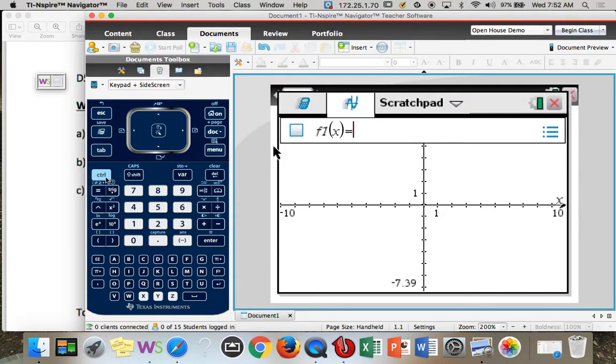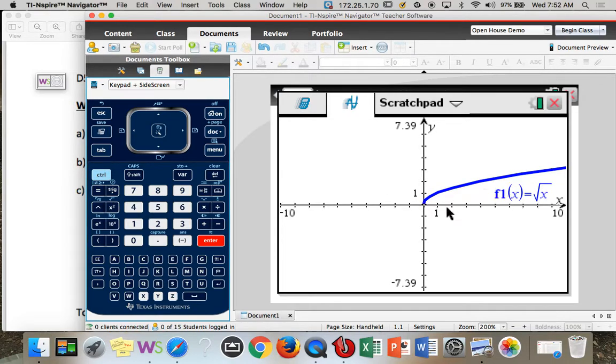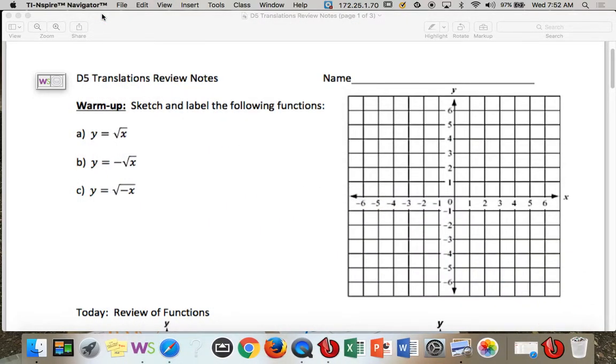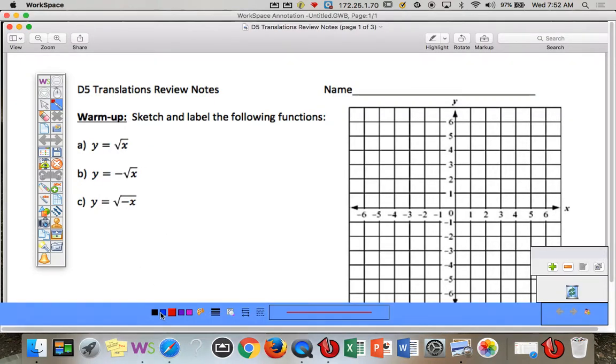Alright, so I'm going to type in the square root of x, and we can see what the function looks like right here. So if we sketch that function, let's do it in blue like it was on the calculator here. The square root of 0 is 0, the square root of 1 is 1, the square root of 4 is 2, and we can sketch what this function looks like. Okay, so here is the square root of x.